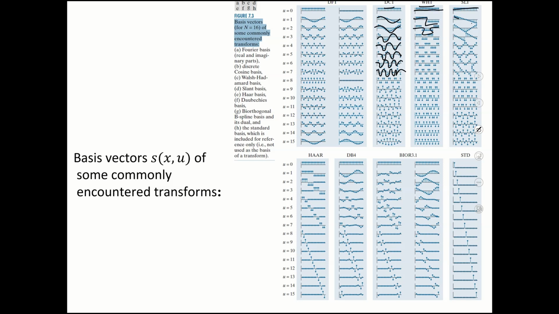Then we have the slant transform, which has a sort of sloped waveform. So every person will come up with one transformation. Then we have the Haar transform. The Haar transform is actually the first wavelet transform. And here comes the wavelet transform. So with the wavelet transform, what is happening?